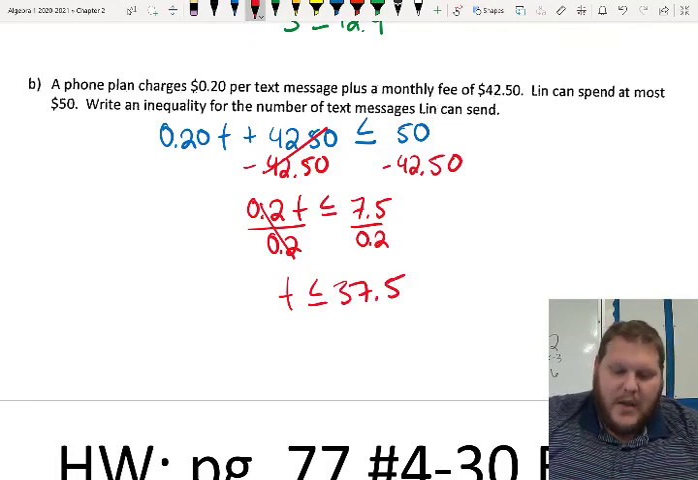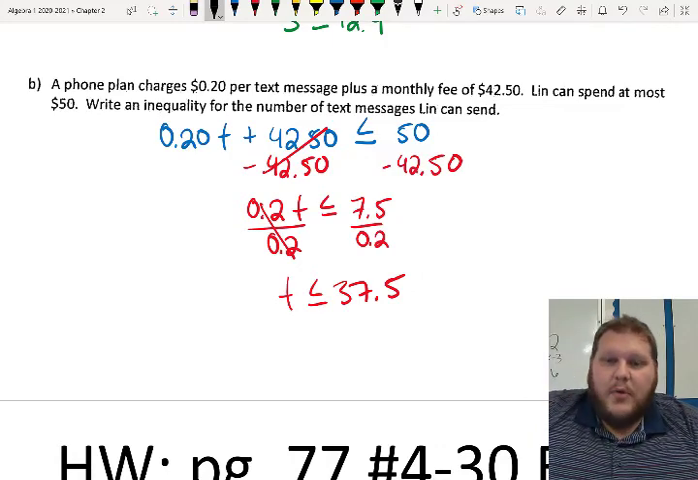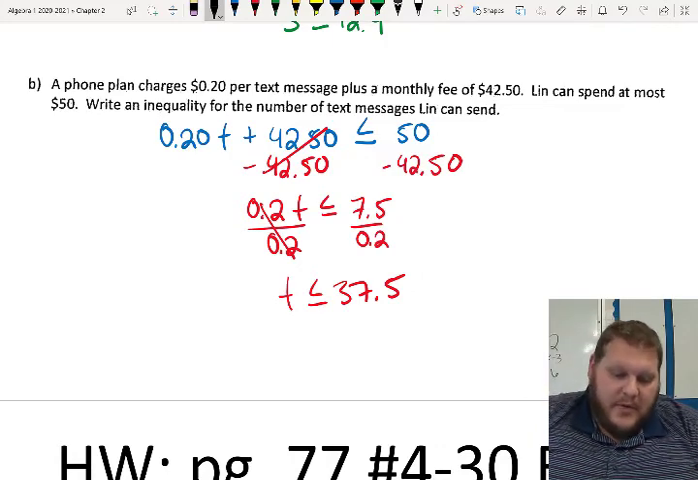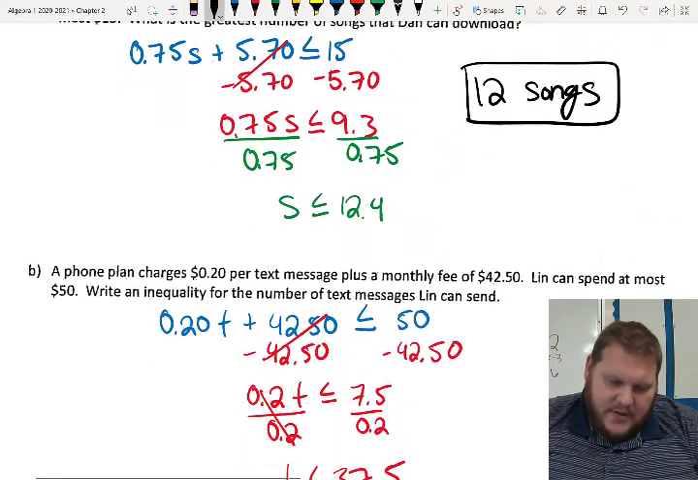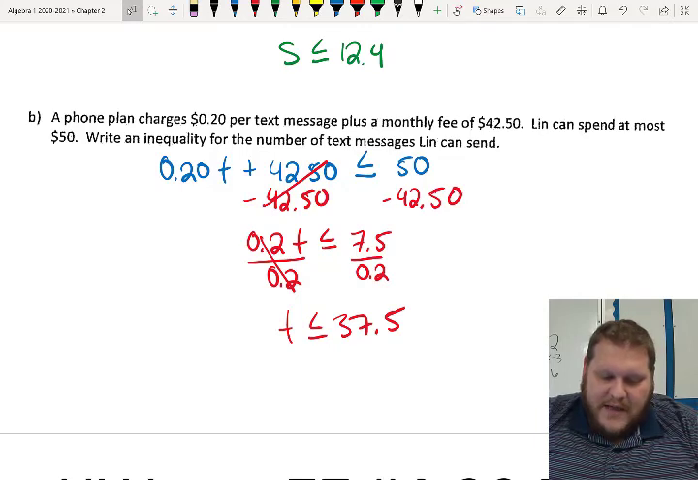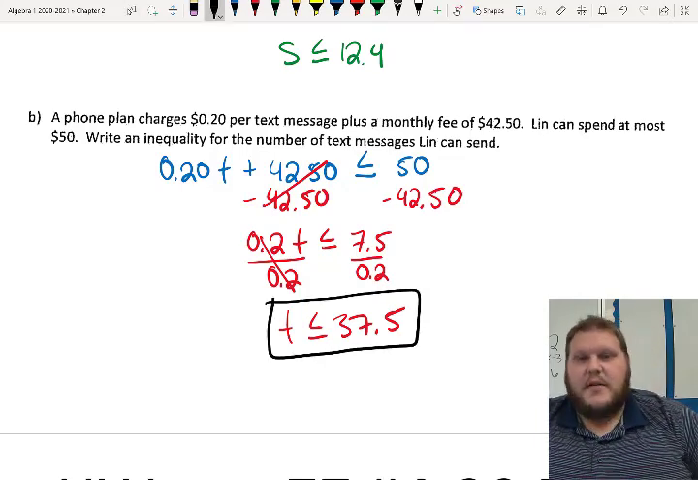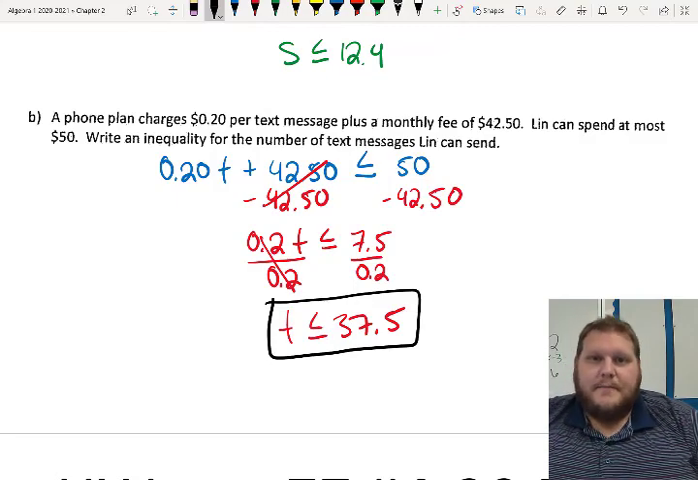37.5. And once again, I can't send half a text. I can only send the whole number of texts. But I guess in this case, it didn't ask us what's the greatest number of texts that Lynn can send. It just says write an inequality for the number of texts that Lynn can send. So I would be happy just having this: t is less than or equal to 37.5.